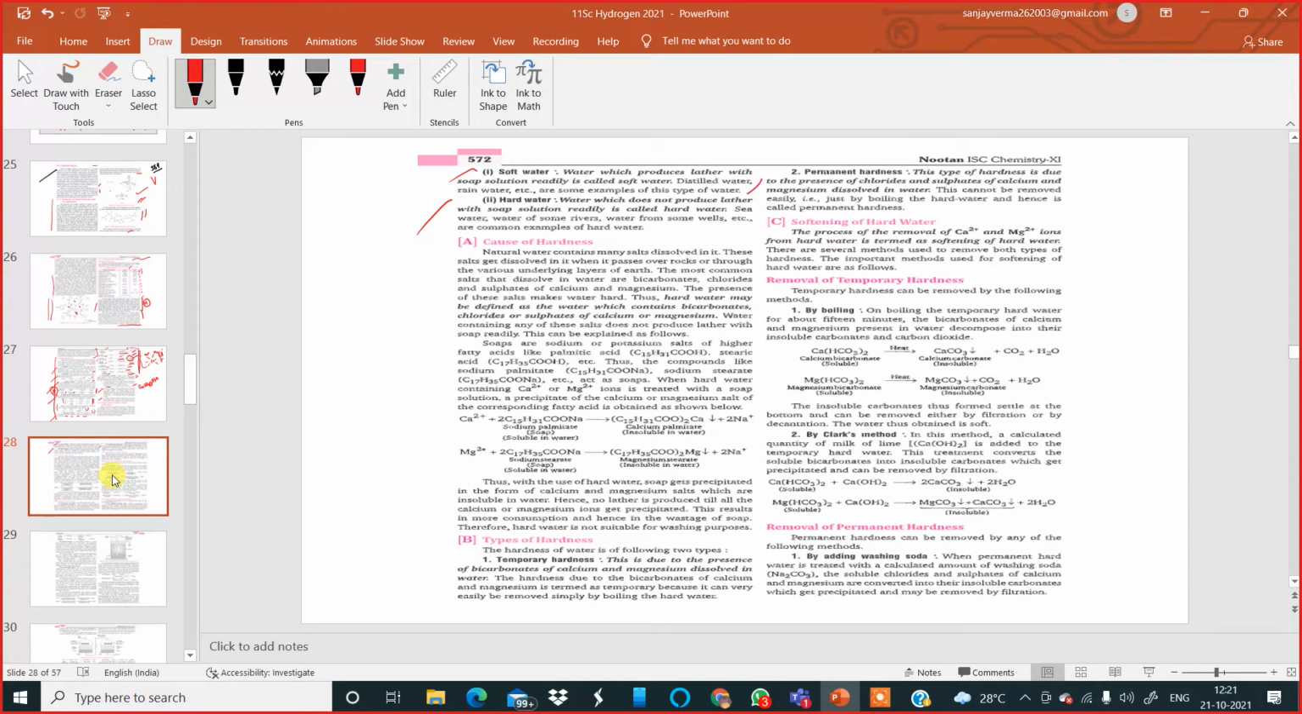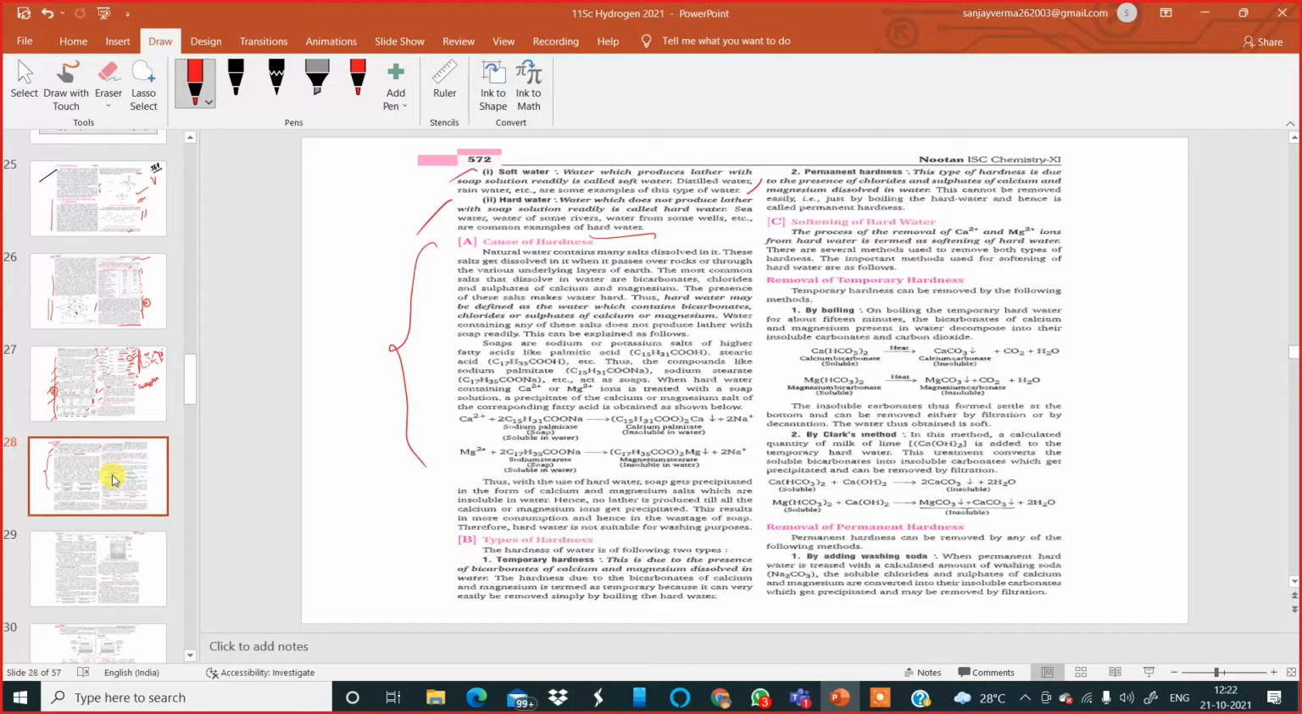Whereas water which does not produce lather with soap solution readily is called hard water. Seawater contains dissolved salts of calcium, magnesium, and so on. Water of some rivers, water from some wells, etc., are common examples of hard water. Now, let us see the cause of hardness of water.